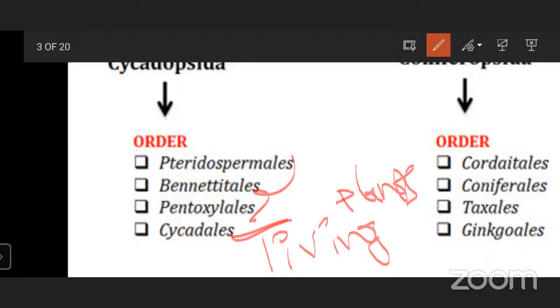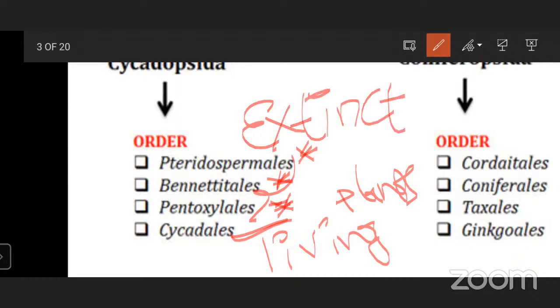These three orders are extinct orders. It means all the plants which are present in these three orders are extinct. Extinct means they have died. Not a single plant is available in living condition, all have died. Only this order cycadales consists of living plants. Okay.